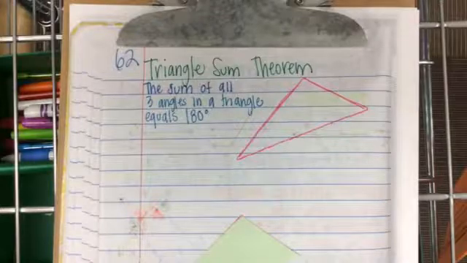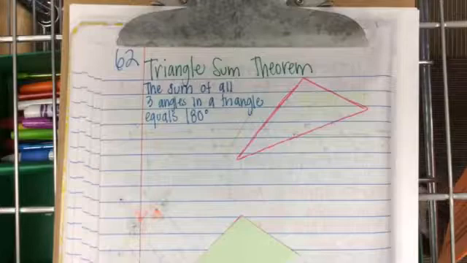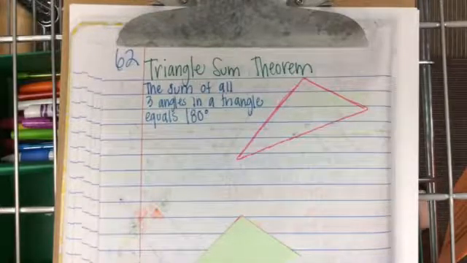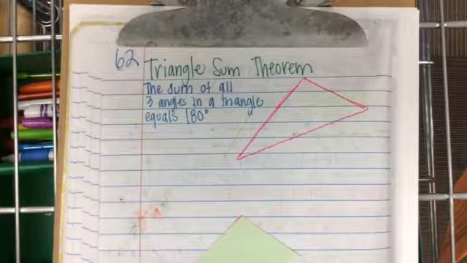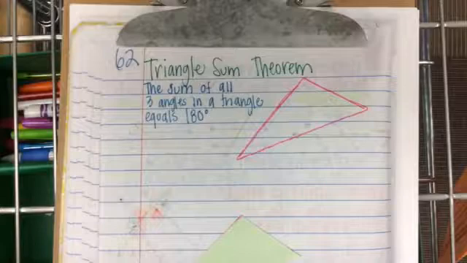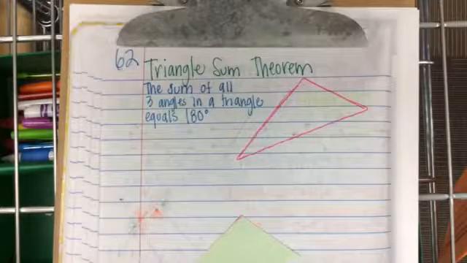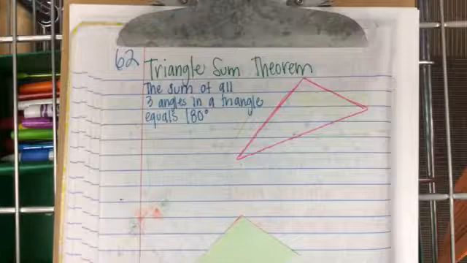Doesn't matter what the triangle looks like. Everybody's triangles look different, correct? Everybody's triangles are different. But every single triangle that we created, if I add up all of the angles, I will get a measurement of 180 degrees. Here's my proof.